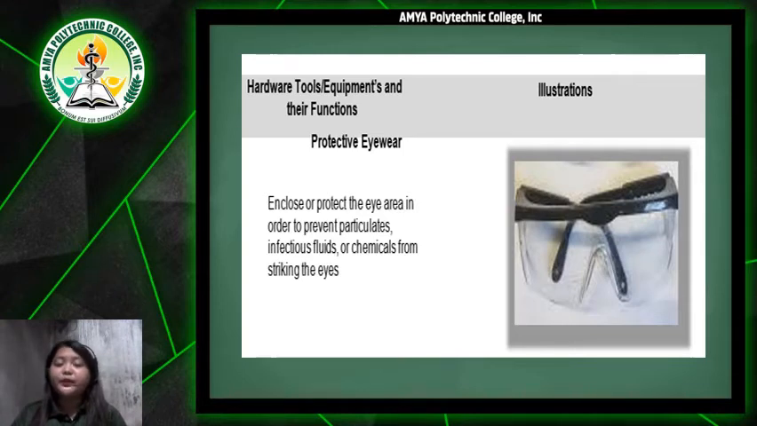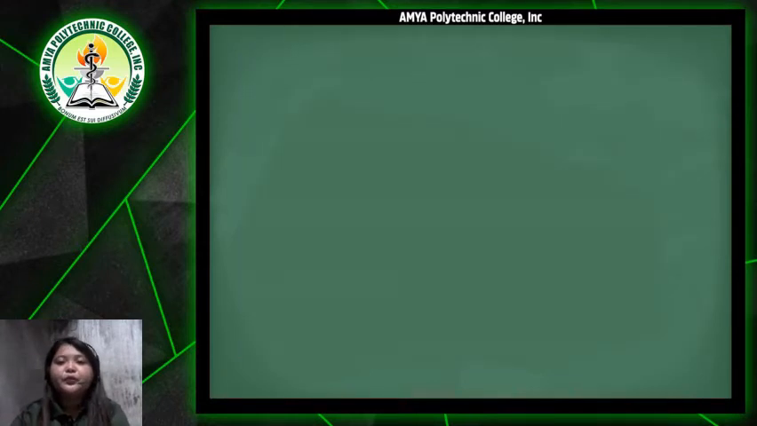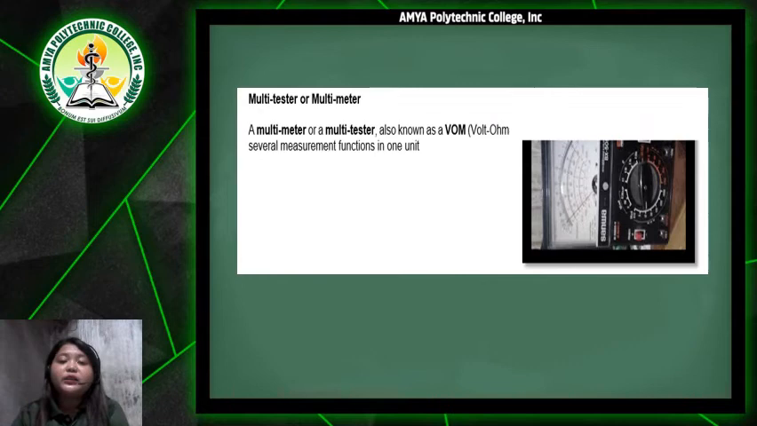First we have the protective eyewear. This is an example of protective eyewear. It is enclosed and can protect the eye area in order to prevent particulates, infectious fluids, or chemicals from striking the eyes. Next we have the multi-tester or the multimeter. A multimeter or multi-tester, also known as a VOM or volt-ohm-milliammeter, combines several measurement functions in one unit.